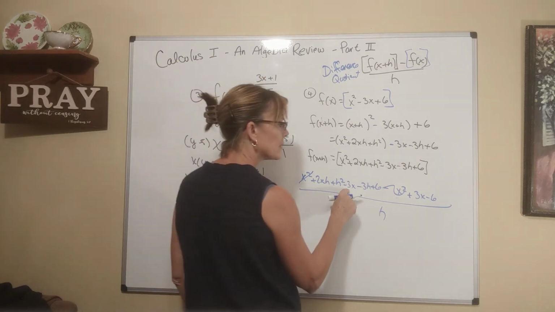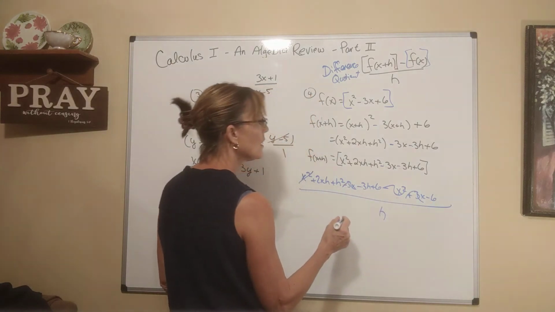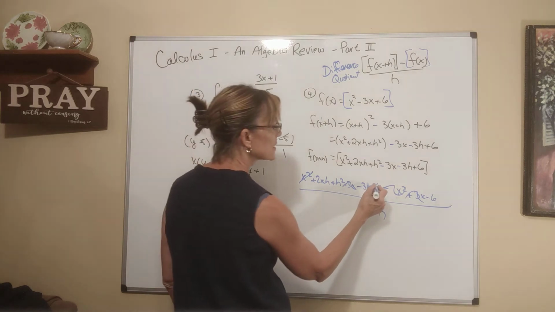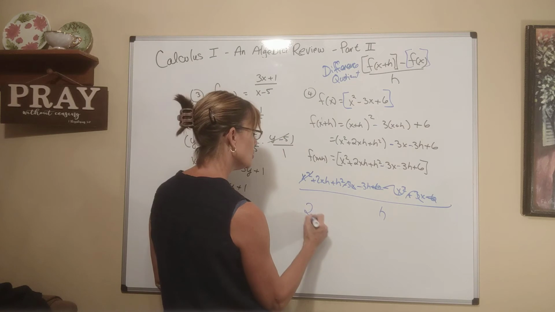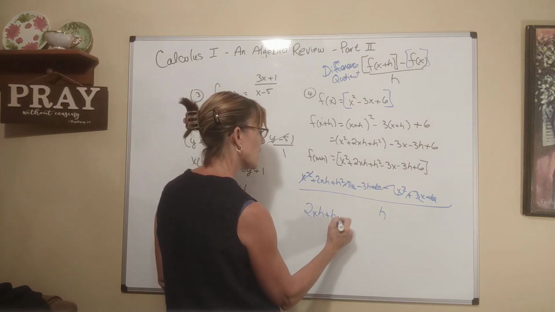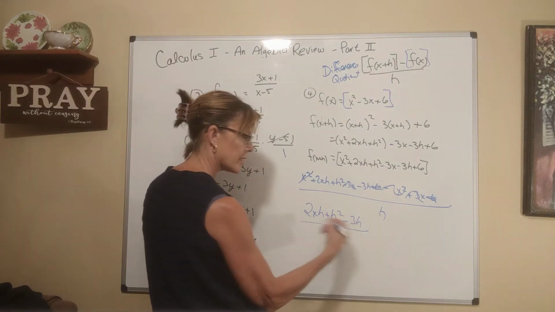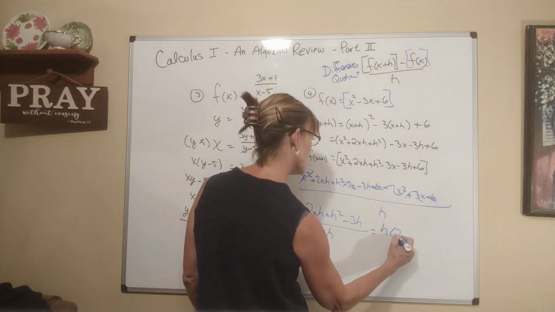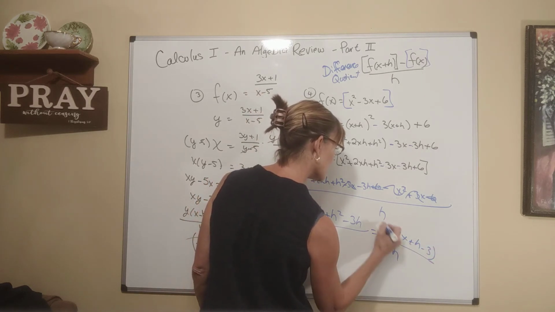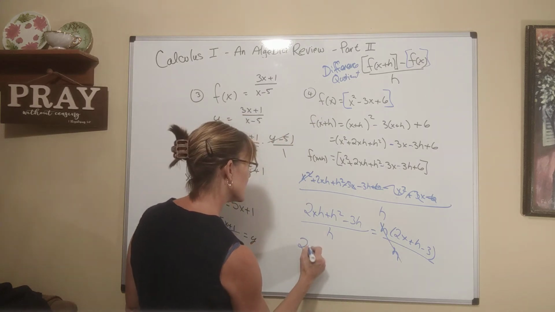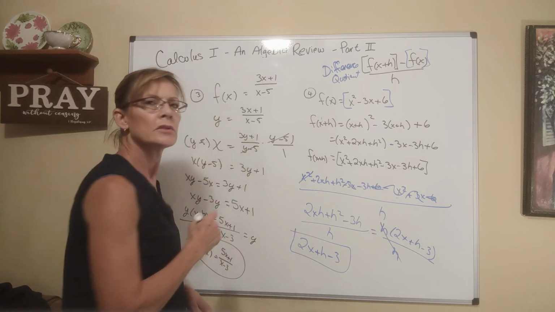Right here, negative 3x plus 3x will sum to 0. All right, and then 6 minus 6 sums to 0. So what do I have left? I have 2xh plus h squared minus 3h over h. I can factor out an h from the numerator: h times (2x plus h minus 3) all over h. Those will cancel. This is the simplified difference quotient for f of x. So that's how you would do number 4.